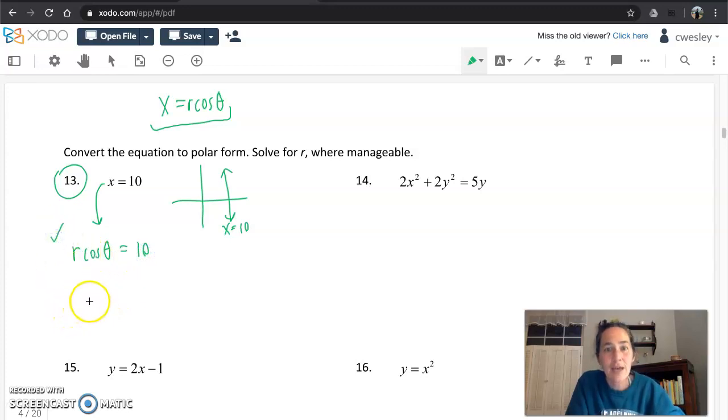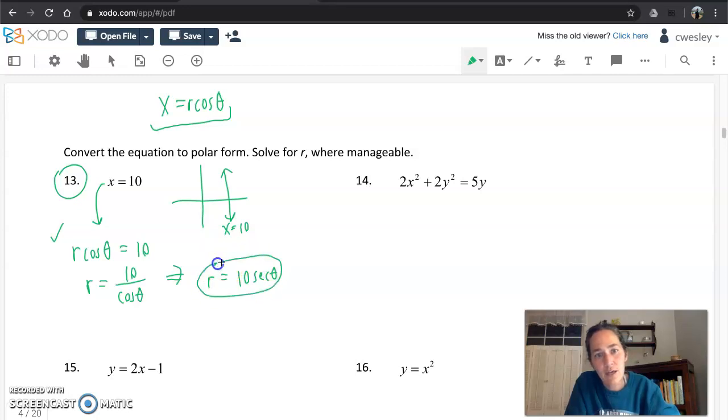This checks out. Now, where manageable, where it's not too much of a pain in the neck, you're going to solve for r, get r by itself. So this equation could look like that in polar form, or if you want to write it in the cool way, 10 secant of theta is equivalent. So that equation in polar form will graph you a vertical line. Keep it in mind.